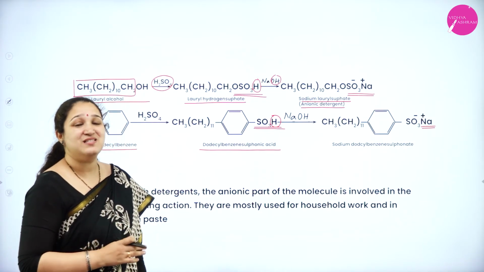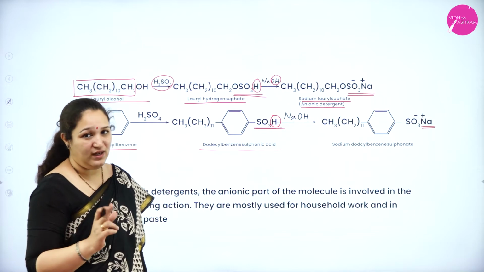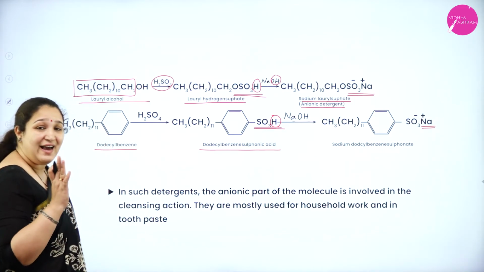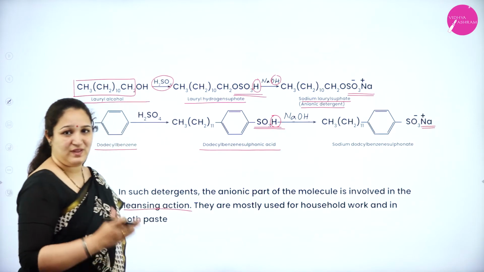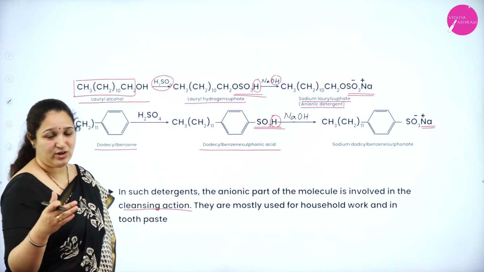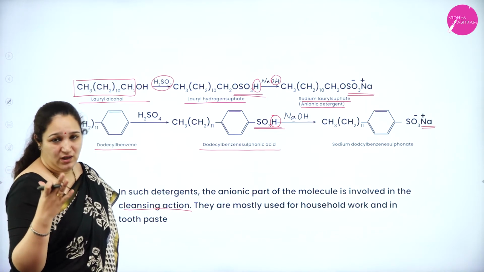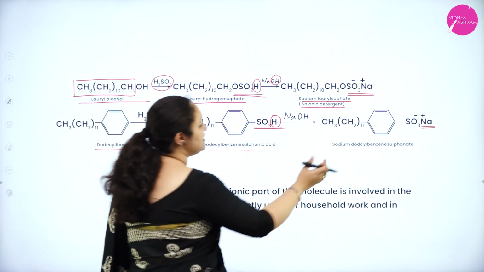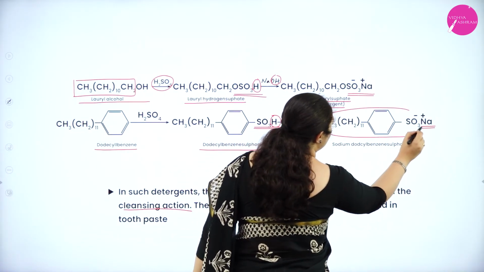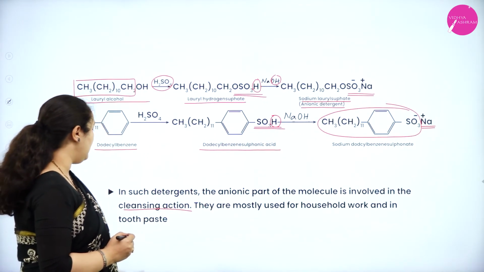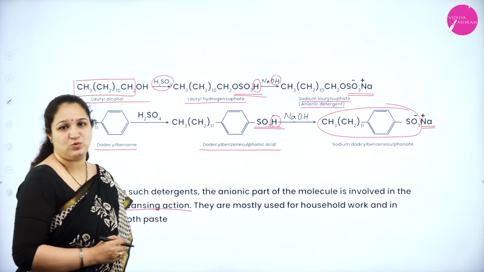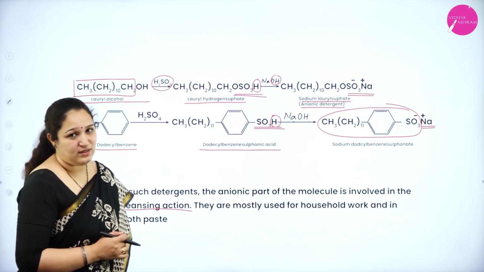So these are the two types of anionic detergents. Here, the anionic part is involved in cleansing action. The anionic part, not the cationic. Sodium is not involved in the cleansing action. It is this part, the anionic part, which is involved in the cleansing action. They are mostly used in household work and in toothpaste also. So this is anionic detergent.